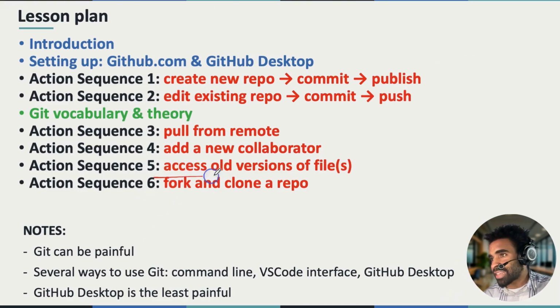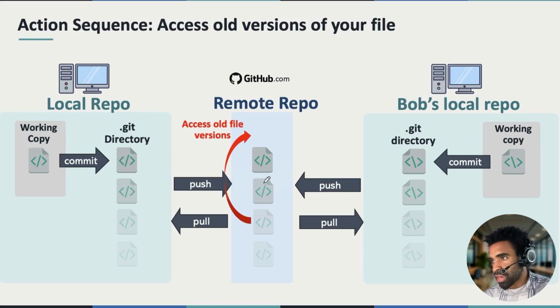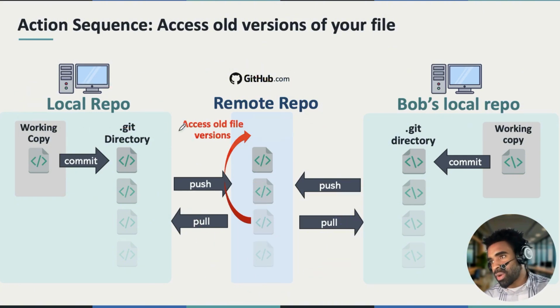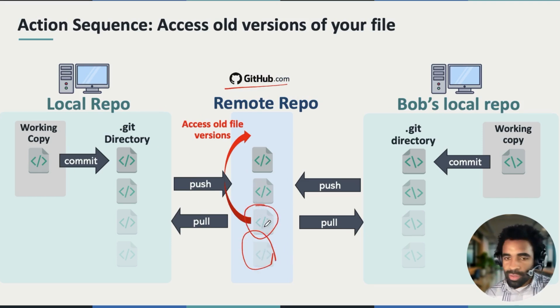Next, let's talk about accessing old versions of your files. So as you know, Git, of course, is tracking your previous commits, your previous saves. And these are available both locally on your computer or online on github.com. And there are quite a few ways to go back to those previous edits. But the easiest way is just to go to github.com, go to that previous version of the file, and then copy the code out from there. And then you can paste it in the current version of your file. This is not technically the best way, but it's definitely the easiest and the most pain-free.